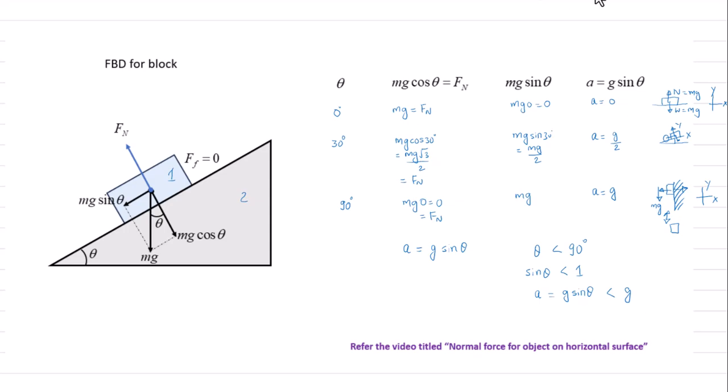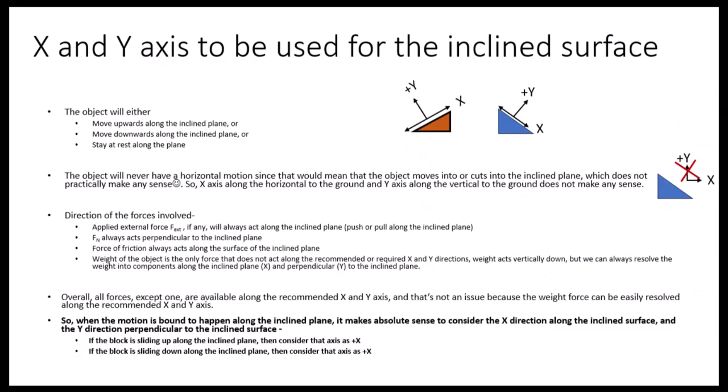Now let's spend some time on the x and y axis to be used for the inclined surface problems. So always remember as a rule that for an inclined surface, the y direction or the y axis should be normal to the inclined surface, and the x direction should be along the inclined surface, parallel to the inclined surface.